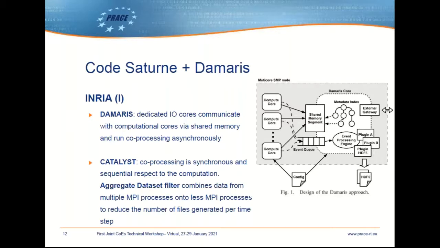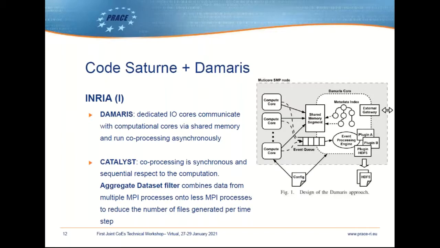So here is a slide that describes the architecture of Damaris, where you see the architecture of an SMP node, where most of the cores are dedicated to computation, and a few of them are dedicated to visualization. They work, as I said, by making the co-processing asynchronously and communicating with the compute cores via shared memory, so no MPI. This approach cannot be pushed by Catalyst.